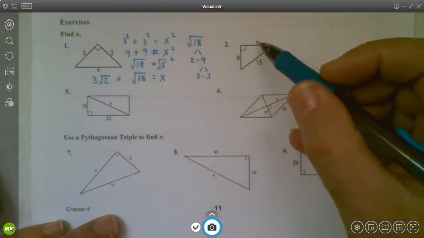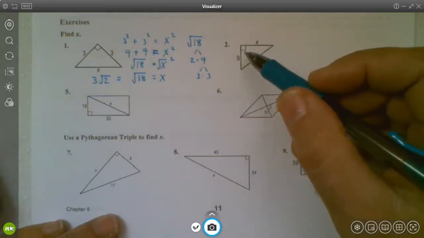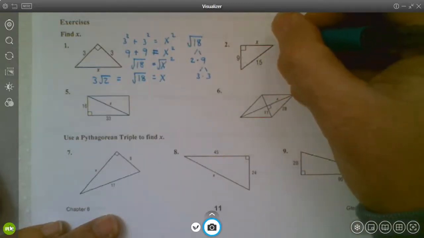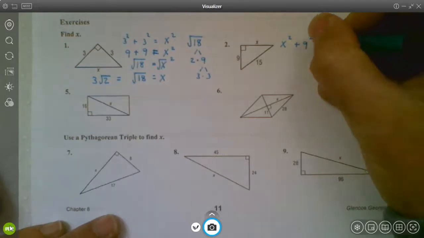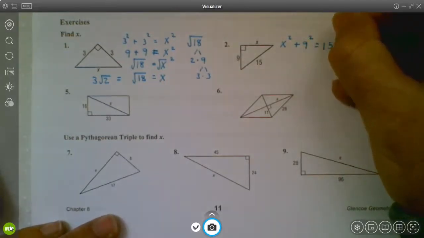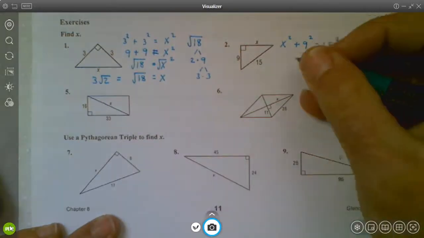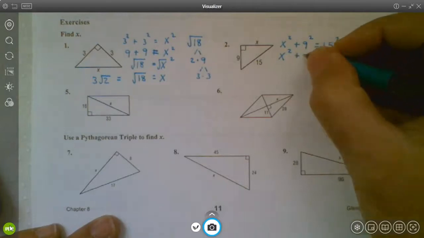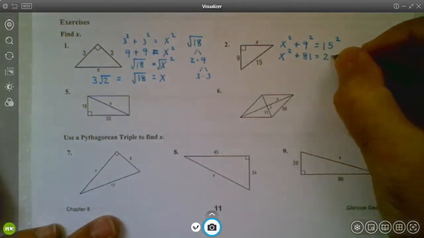All right, let's jump over to this guy here. Again, these guys are A and B. It doesn't matter which one is which, as long as I recognize that my C value is across from the right angle. So I'm going to say, here's A squared plus B squared equals C squared. And then we're just going to simplify that to get X by itself. So I know 9 squared is 81. 15 squared would be 225.